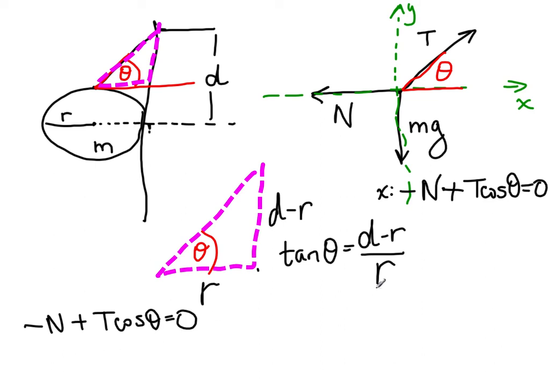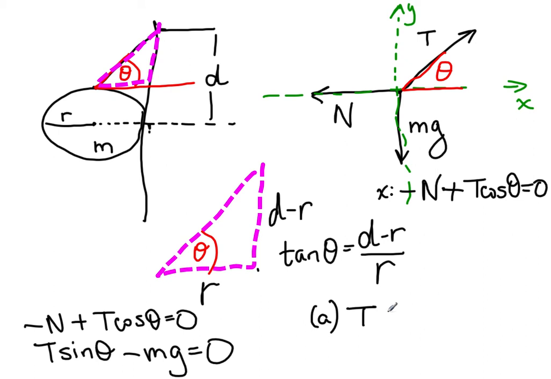Now for the y equation, we have the vertical component of T, that's T sine theta, and we have mg pointing downward, so that's negative. And it's also equal to 0 because it's not moving. So the first part, part A, asks us to find the tension, right? Well, there it is. The tension. That's part A. And we know everything else in this equation besides the tension. So I think the tension is just going to be mg over sine theta.